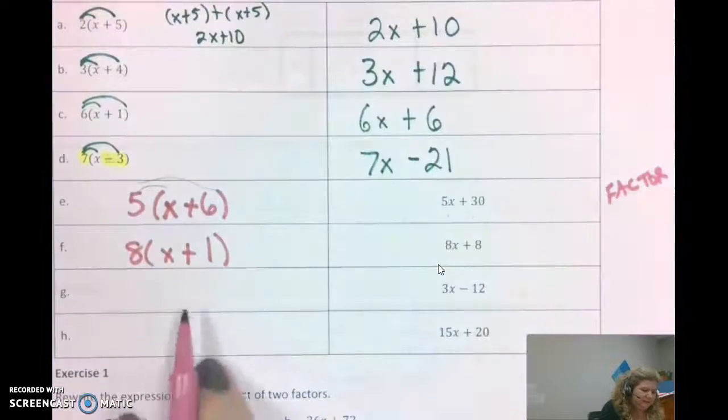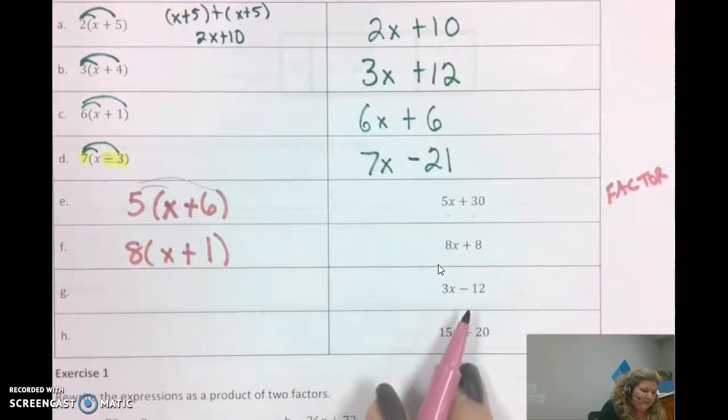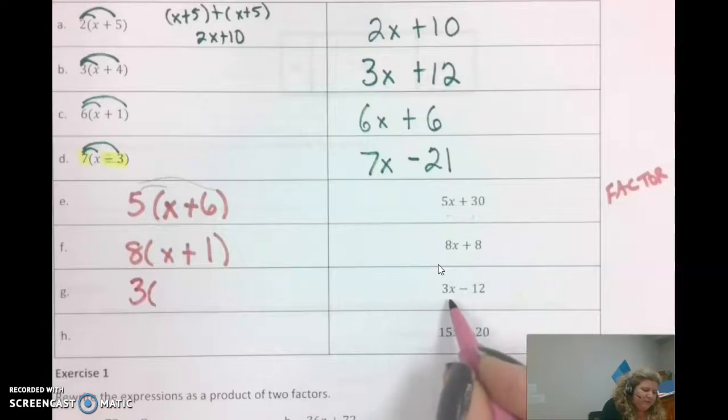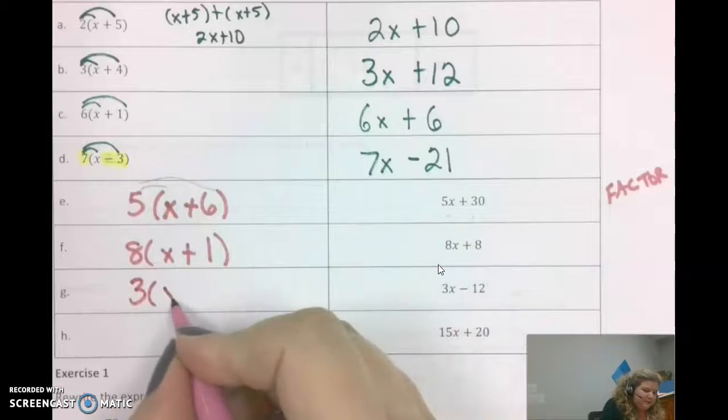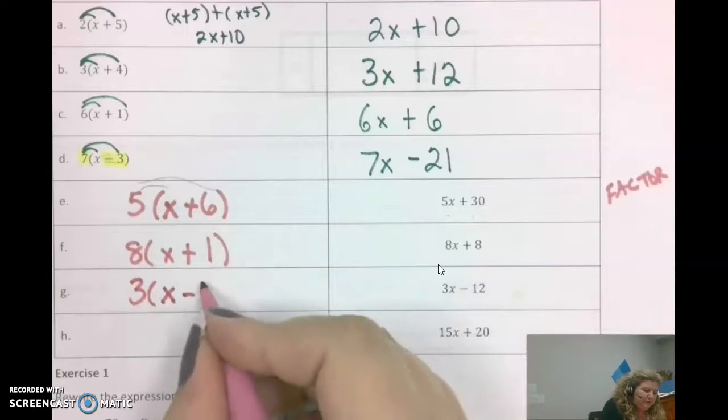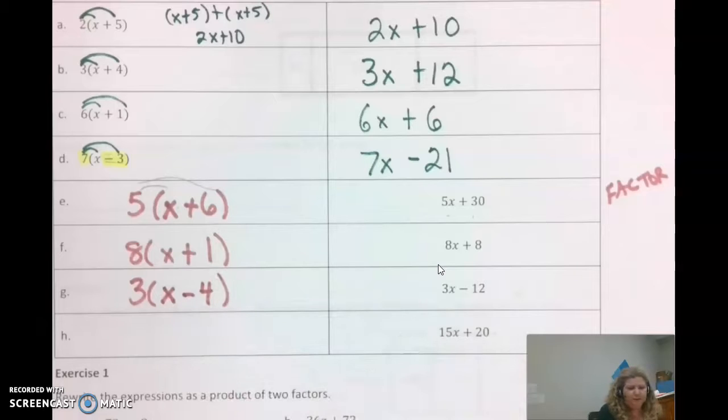All right. Next, I have 3x minus 12. So I'm going to factor out a 3. 3 times what gives me 3x? X. 3 times what gives me negative 12? Negative 4, or minus 4.